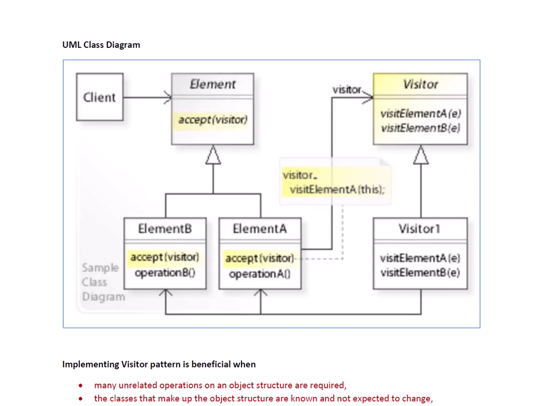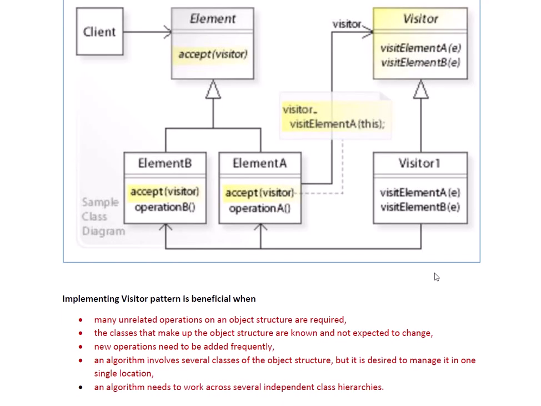So when this accept method is called, it calls visitor dot visit element A of this, and when this call is dispatched to the visitor, the appropriate visit method, or the algorithm, will be performed on that element. Again, visitor is the base interface, and you can see the concrete implementations of the various visitors. Just a high level explanation. I will explain this with the demo soon.